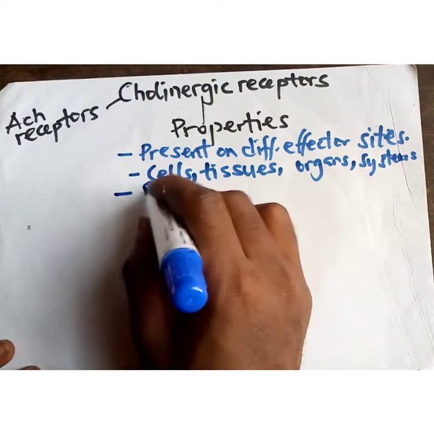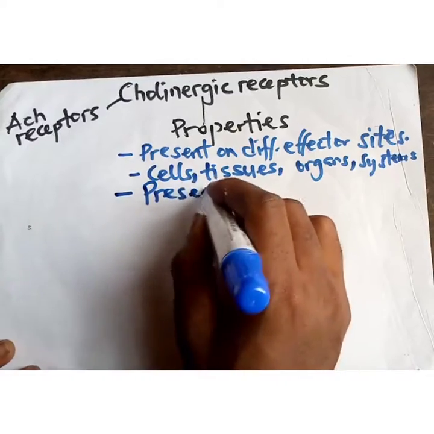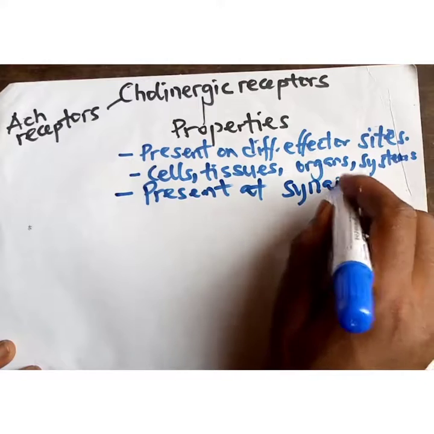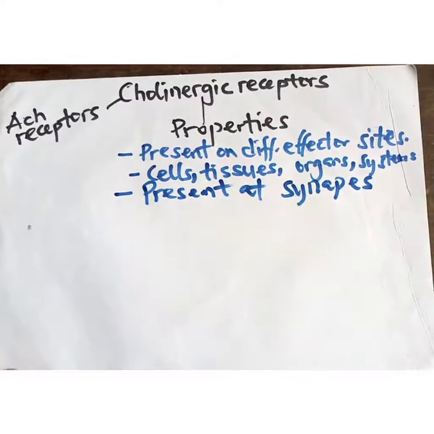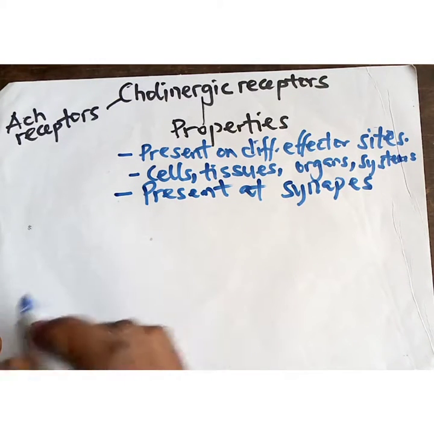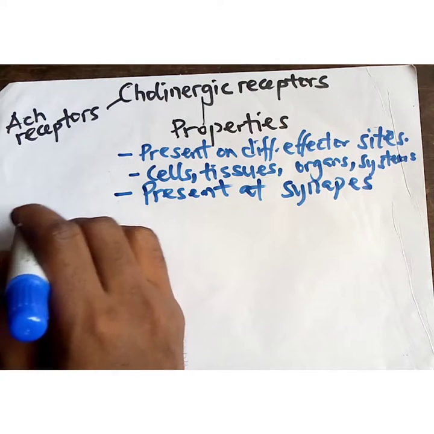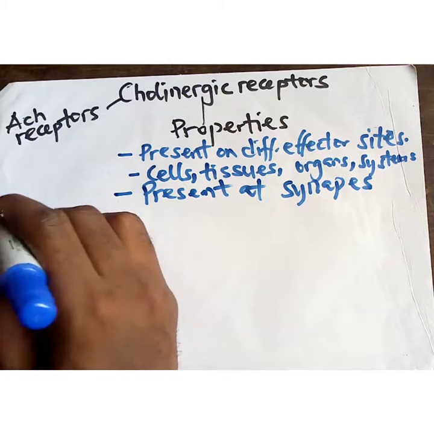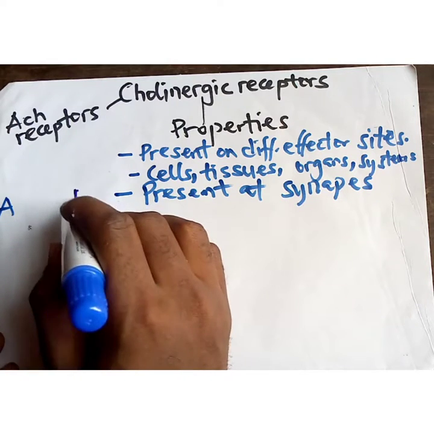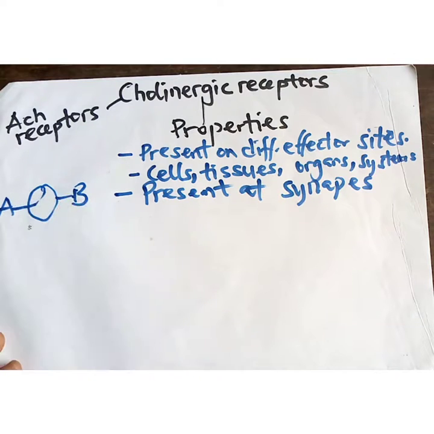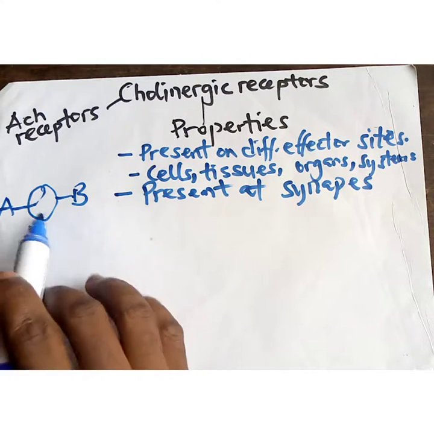They are also present at synapses. A synapse is basically a junction where two nerves communicate. Say you have a nerve A communicating with nerve B, for example. This point where these two nerves communicate is called a synapse.